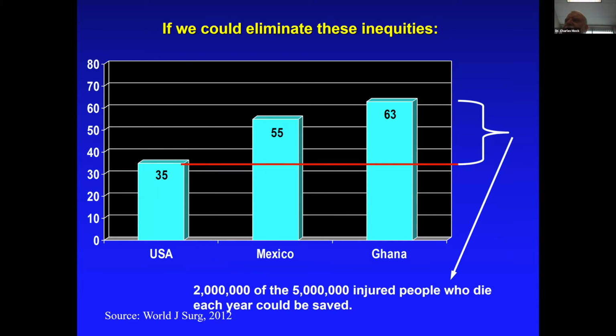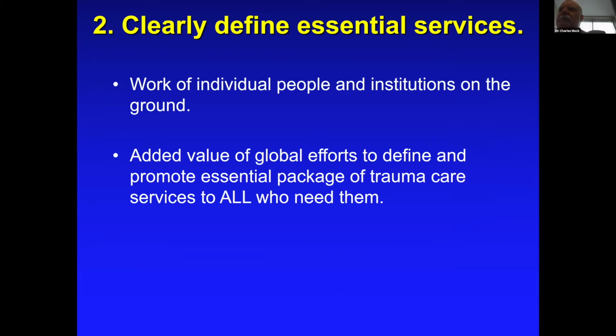So if we could bring down those rates of death for people who are already injured, we estimate we could save around 2 million out of the 5 million trauma deaths that occur each year. So quite a substantial number. So we have a pretty good handle on the overall burden of death from trauma, and have a good idea of how much of that is avertable by better care. And so how do we define and promote better care?